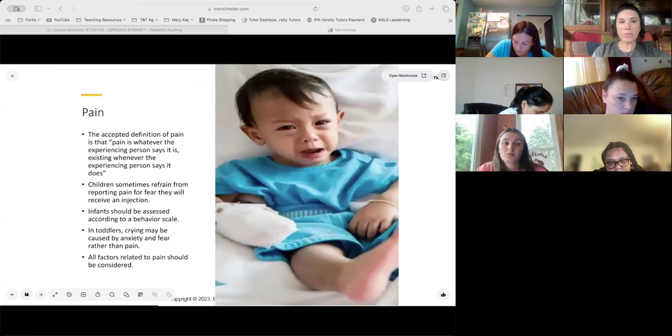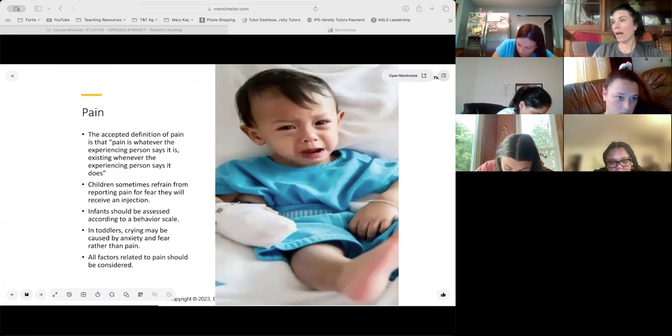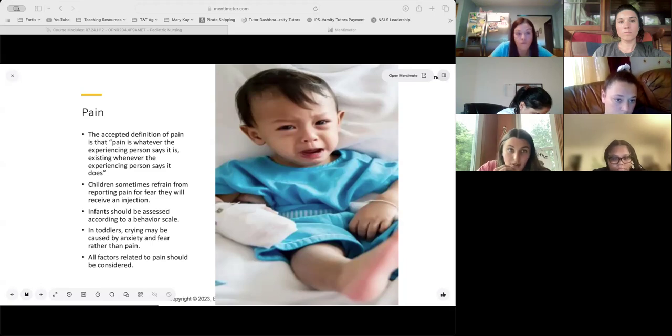So let's talk a little bit more in depth about pain. Pain is whatever our patient says it is, and it happens whenever they say it's happening. So even our kids can be reliable when it comes to expressing their pain. They can express it both verbally and non-verbally.